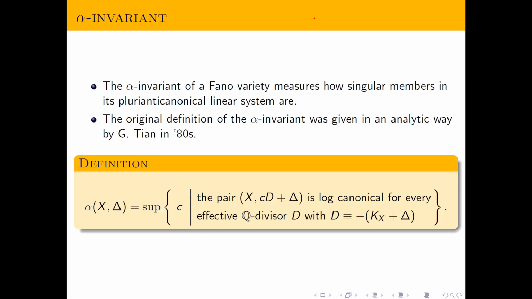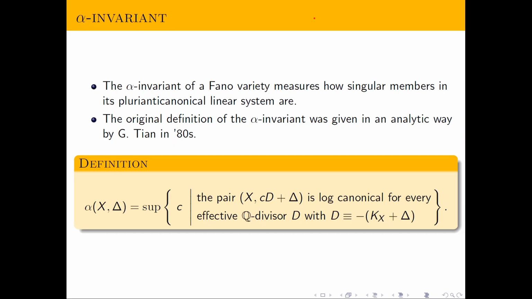So at the beginning they used this alpha invariant, right? Nowadays this alpha and beta, the delta invariant, is very available among algebraic geometers. But let me briefly introduce it. The alpha invariant of a Fano variety measures how singular the members in the anti-canonical linear system are. It was introduced by Tian in the 80s.